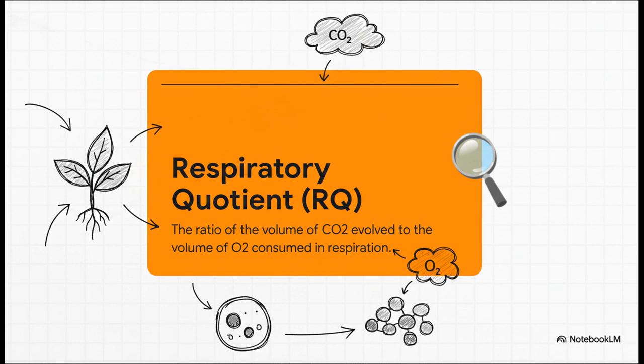First up is something called the Respiratory Quotient, or RQ. It sounds complicated, but it's really just a simple ratio. You take the amount of carbon dioxide that's released, and you divide it by the amount of oxygen that's used. And this little number is like a secret clue that tells us what kind of food the plant is burning for energy, whether it's carbohydrates, fats, or proteins.